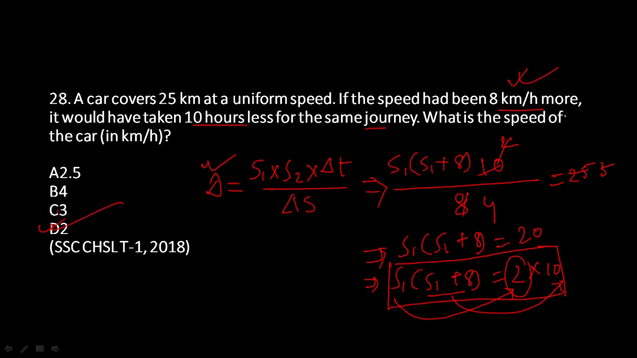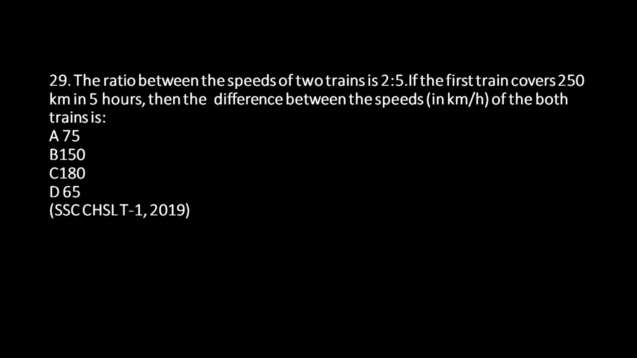Moving to the next one. Number 29 says the ratio between the speeds of two trains is 2:5. The first train covers 250 km in 5 hours. Then the difference between the speeds of both the trains is. The simple one. Nothing is there.